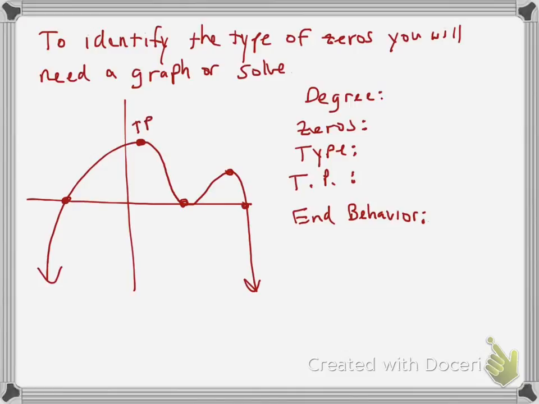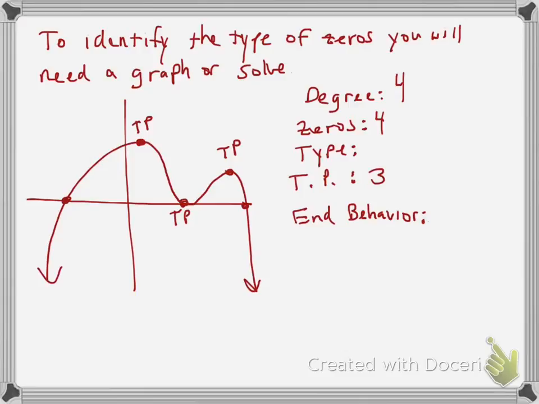Here's a turning point, here's a turning point, and here's a turning point. All right, wherever it changes direction. So I started to increase, I hit my turning point, I decreased, I hit another turning point, I increased, I hit another turning point, and I decreased. So I have 3 turning points. Now if I know my turning points, I actually know my degree. So I'll identify my degree, that gives me 4 zeros. All right, I'm a 4th degree, I got 4 zeros.